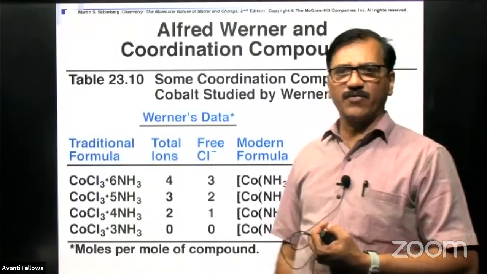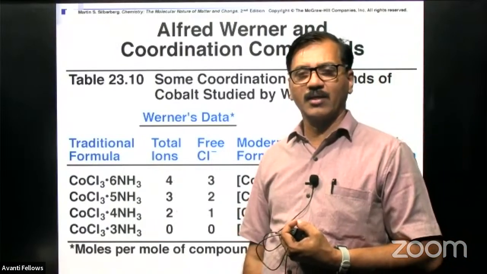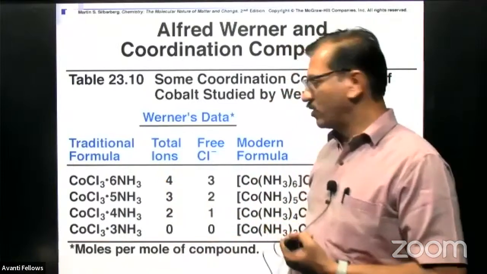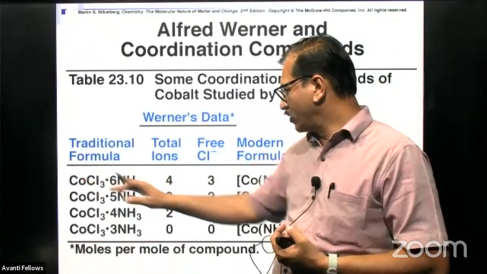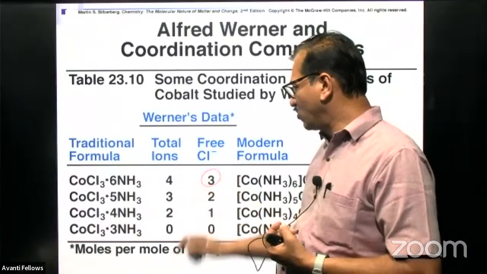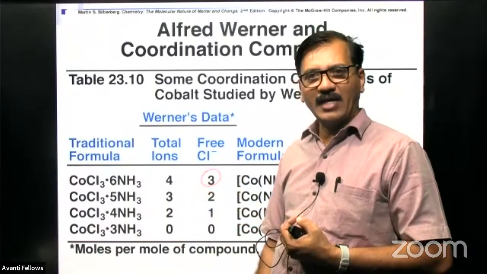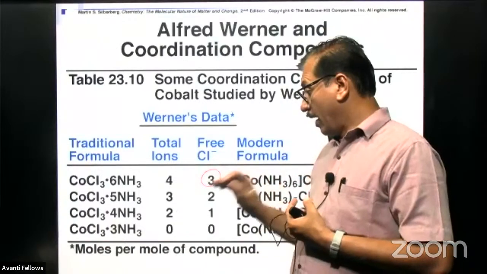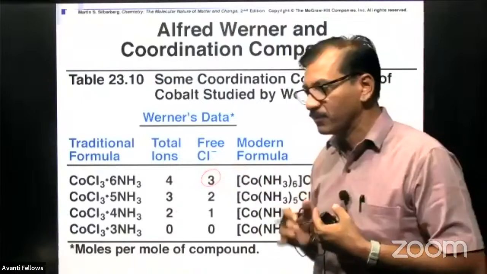Then he tested the free chloride ions through the silver nitrate test. This one gave 3 moles of AgCl, telling you that there are 3 free chloride ions, while another was giving 2 Cl minus ions, meaning some chloride ions are not ionizable because they are inside the coordination entity.